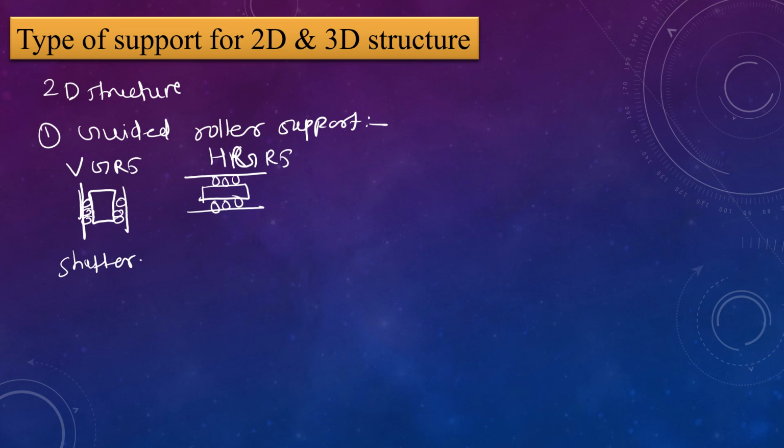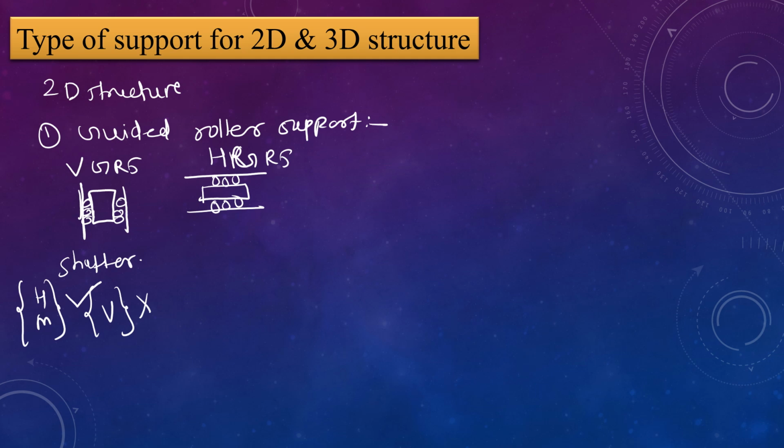So this is the example of vertical guided roller support, and this support is allowed to move in a vertical direction. Okay, means that vertical reaction is not present here, because movement is allowed here. And for horizontal and moment, there is restriction, so these two reactions are present here. So these are the kinds of reactions acting on this vertical guided roller support.